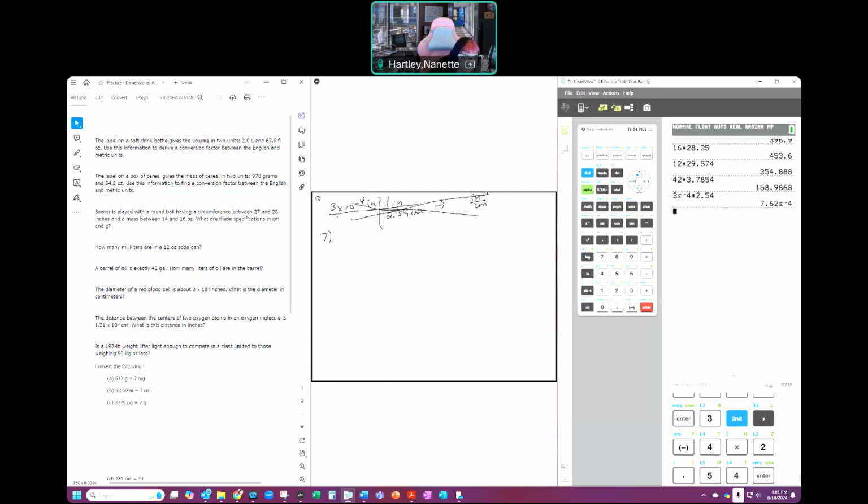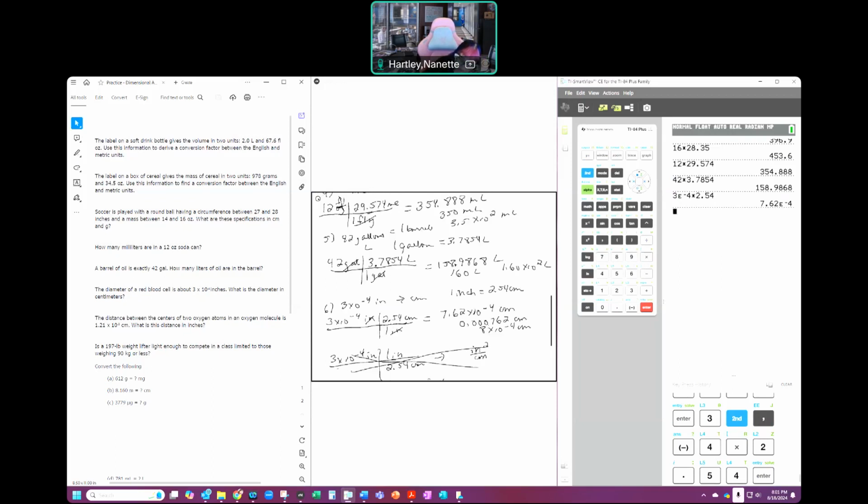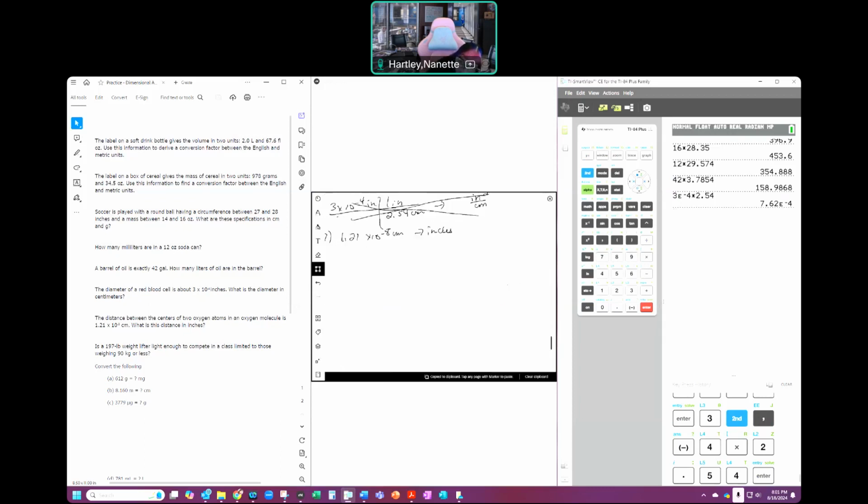The distance between the center of 2 oxygen atoms in an oxygen molecule is 1.21 times 10 to the minus 8 centimeters. What's the distance in inches? Okay, I'm using the same conversion factor that I did before. So remember, we talked about the fact that 1 inch equals 2.54 centimeters. I can cheat, so I'm going to. I'm going to say, okay, I want this, and I'm going to use it again. So I'm going to copy that. And I'm going to move down here. I'm going to paste it down here. And then I can use it.